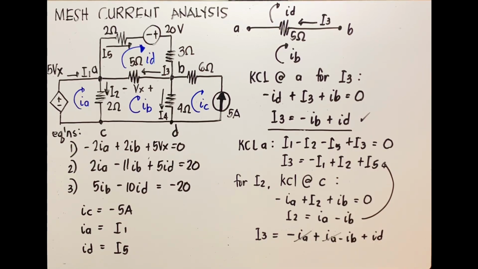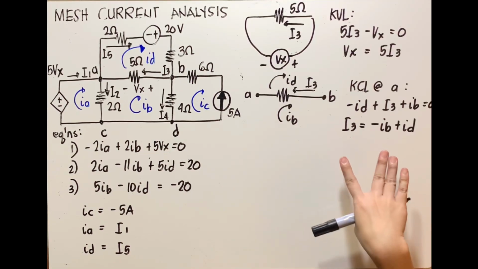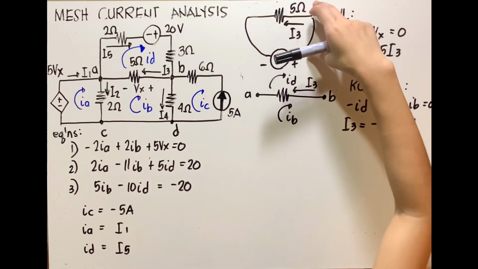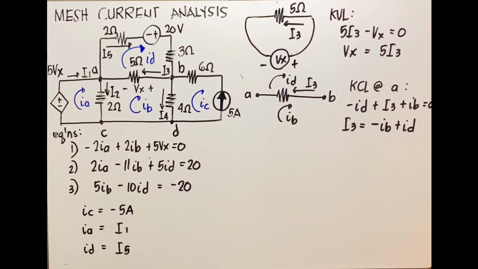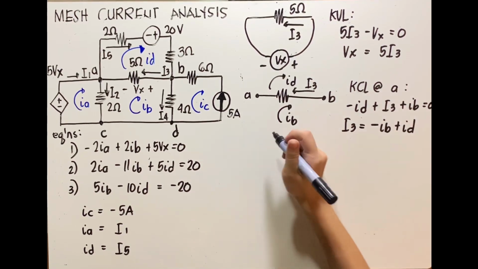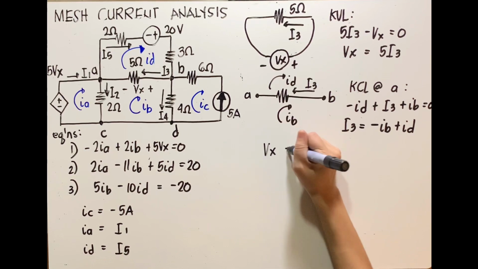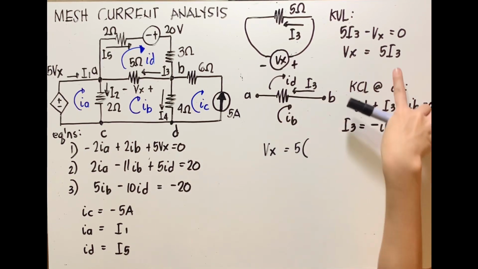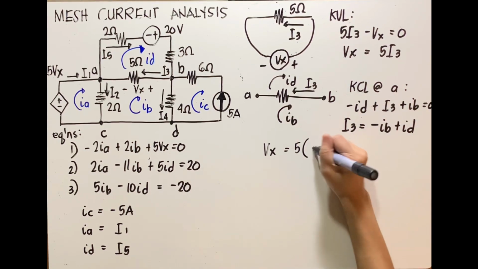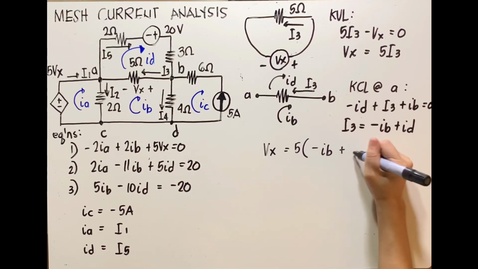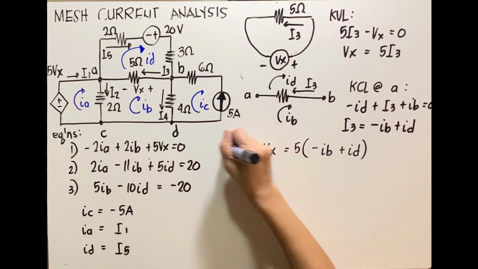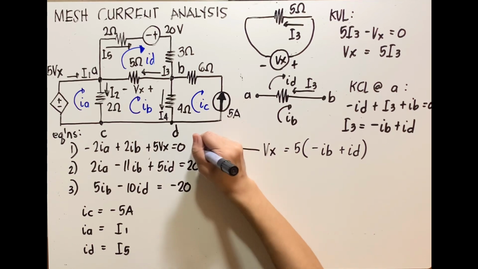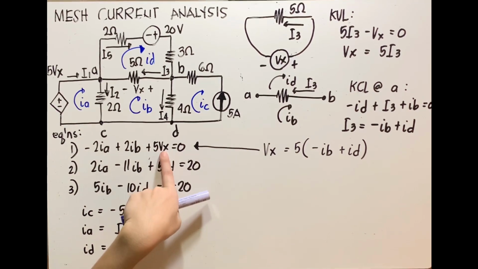Let's do that. So, what I did is, I rewrote our KVL and then our KCL. So, ang gagawin ngayon natin dito is, I'm going to substitute this here. Therefore, my Vx will be equivalent to 5 times I3. And I3 is equivalent to negative IB plus ID. Okay. After getting this, I'm going to substitute this here in equation 1 para matanggal ko na si Vx.